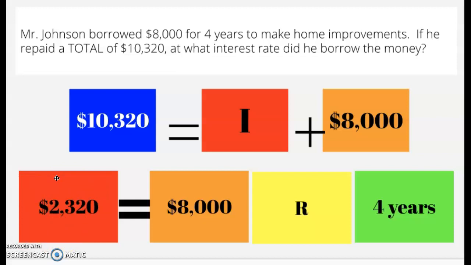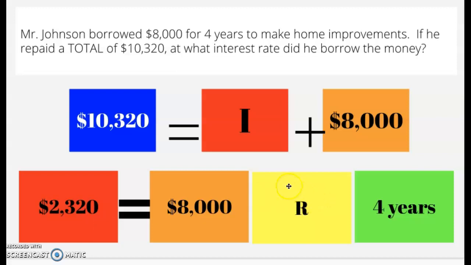So now we have an interest equation that we can use. I equals principal times rate times time. Rate is missing, so we're going to put R there. And then the time is 4 years. So on the right side of your equation, we're going to combine like terms and do 8,000 times 4. So your new equation will be 2,320 equals 32,000R.